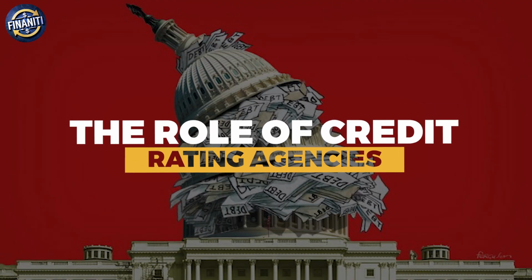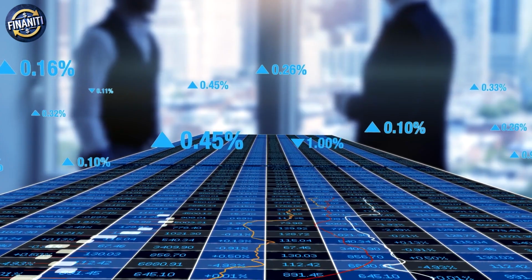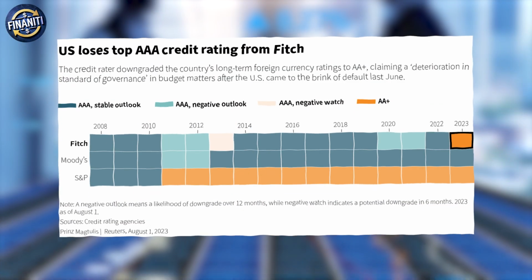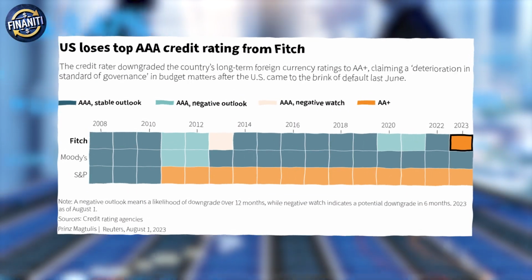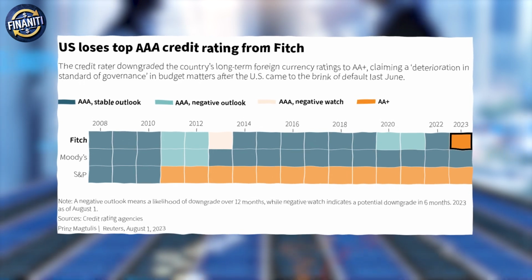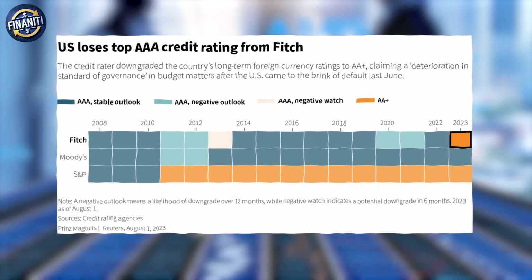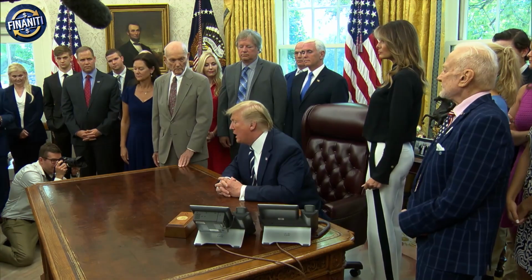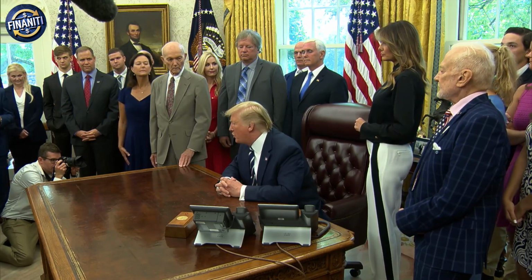The role of credit rating agencies. Credit rating agencies assess the risk of investing in a country's debt. In 2011, Standard & Poor's downgraded the U.S. credit rating from AAA to AA+, citing political brinkmanship over the debt ceiling. Such downgrades can increase borrowing costs and signal reduced confidence in a nation's fiscal management.